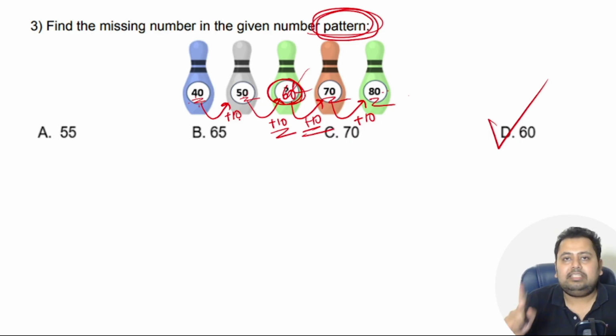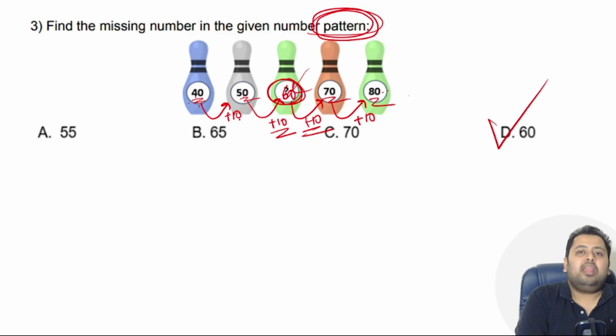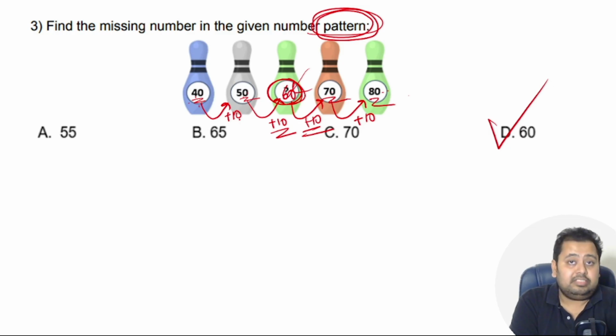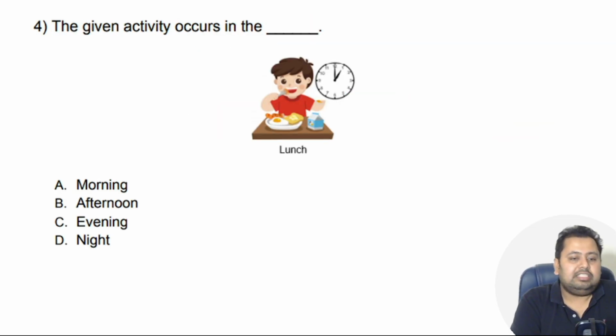40, 50, 60, 70, 80. That means you are adding 10 to each of the numbers. I hope you got it correct. Give yourself a star if you did. We move to question number 4.